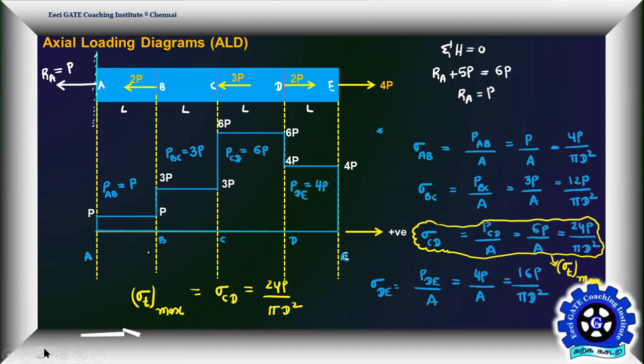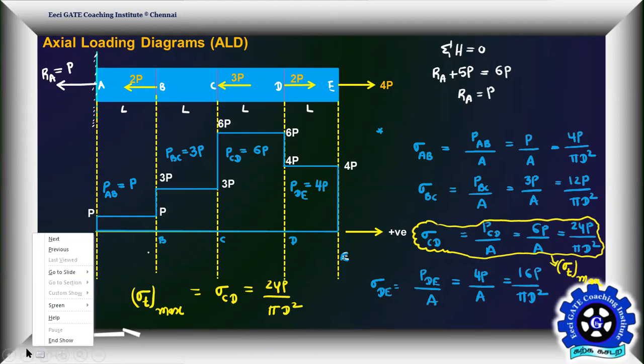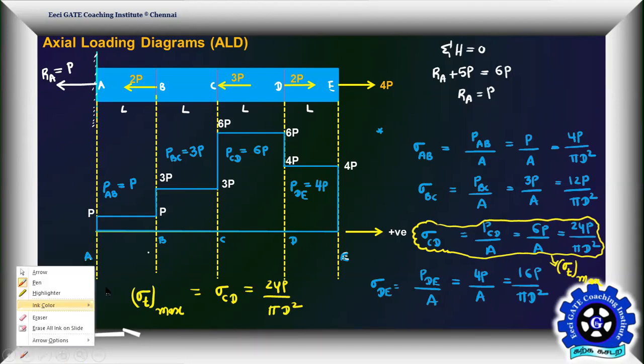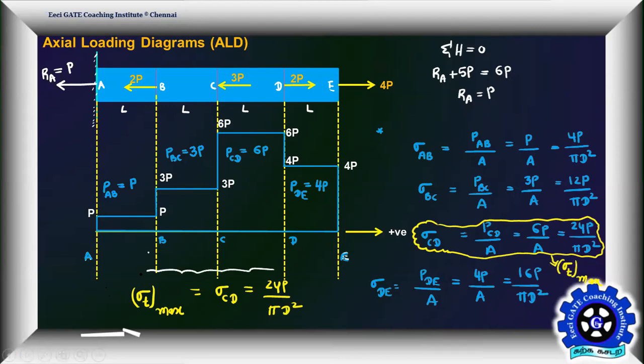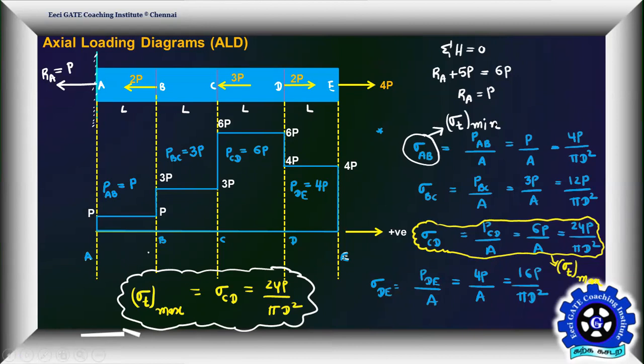What is the minimum tensile stress? Anyone please respond? AB, sir. Yes, which is minimum? Of course, this. There is no compressive stress. This is sigma T minimum. So finally, you calculated maximum and minimum tensile stress in the given bar, which is subject to non-uniform axial loading condition.